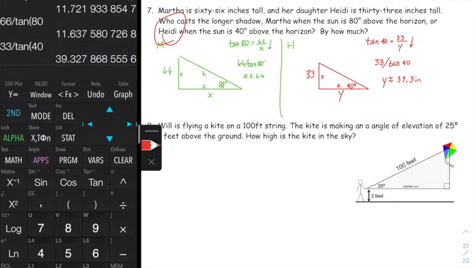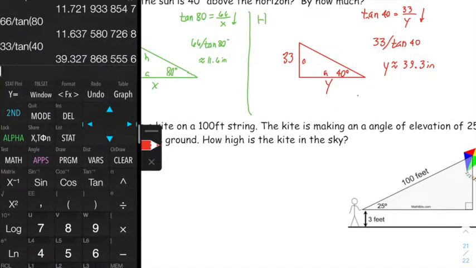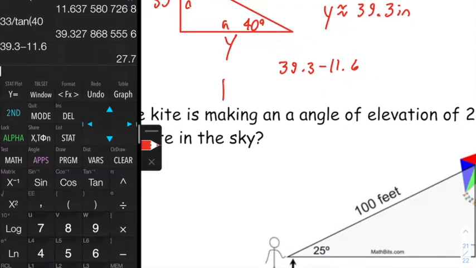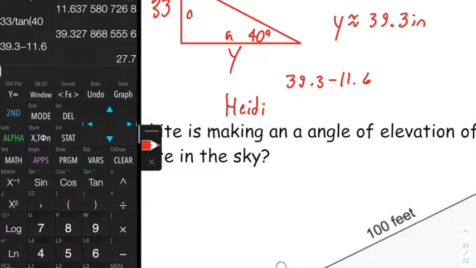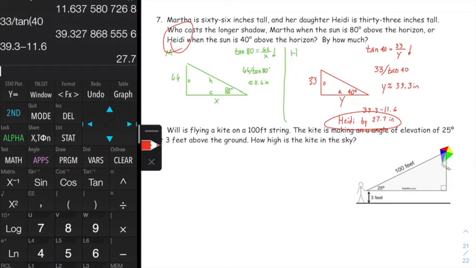And then by how much, you could take your answers and subtract them: 39.3 minus 11.6. I guess we'll say Heidi, they used an I, yep, they used the I. So I'd say Heidi by 27.7 inches. And that'll be it.